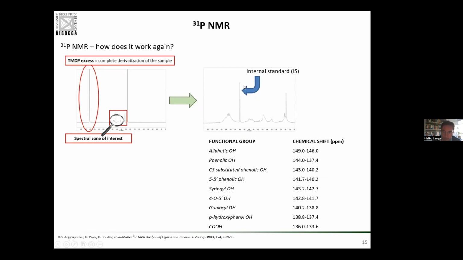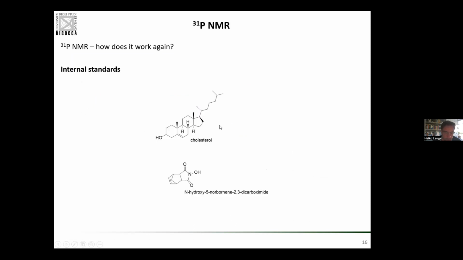This one here is the only sharp peak that I should see, apart from a sharper peak in the acids if I have extractives. This sharp peak here is my internal standard, because I need to quantify against an internal standard. As an internal standard, I have normally cholesterol, or this one here, the norbornene. Both are stable. My internal standard needs to be stable, obviously.